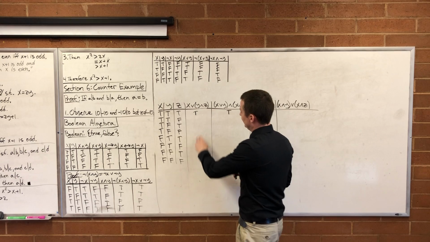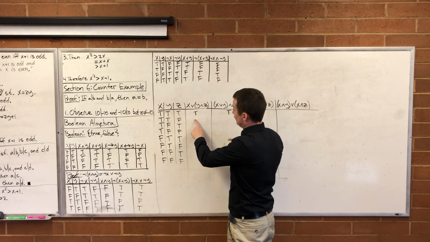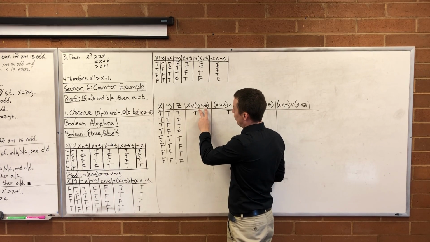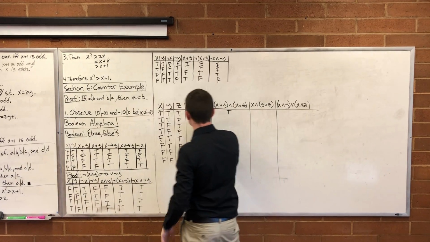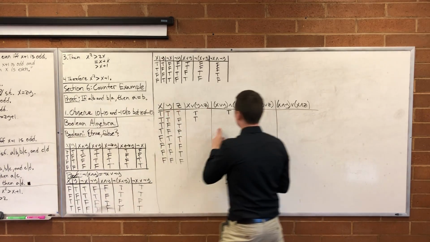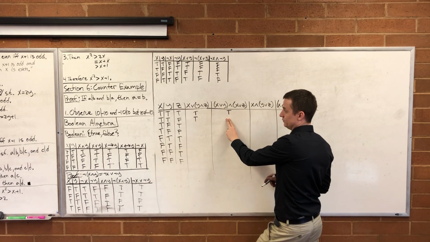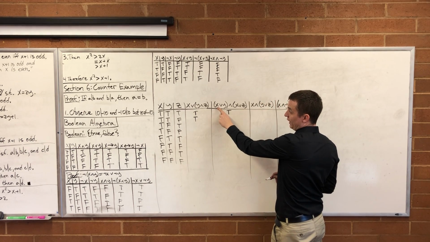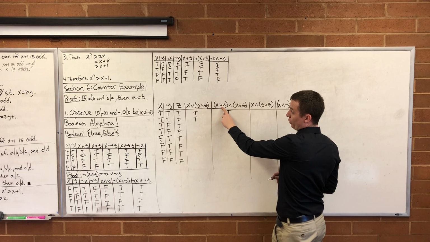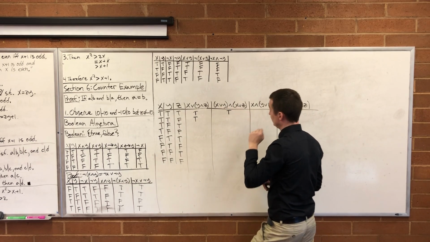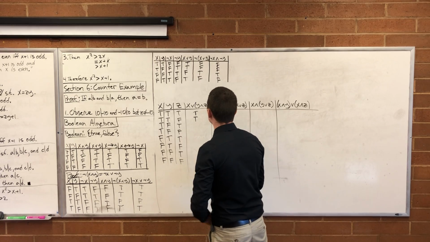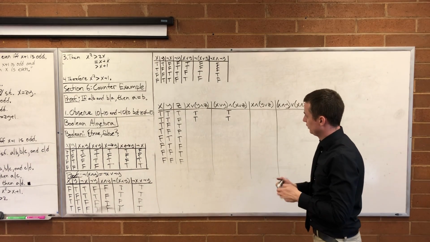Phew. Next, let's see. True and false is false. True or false is true. True. We have true and true, true or true and true or false. True. True.